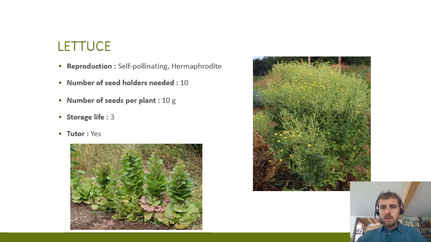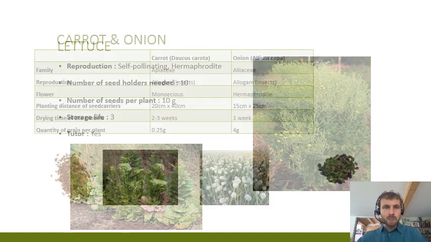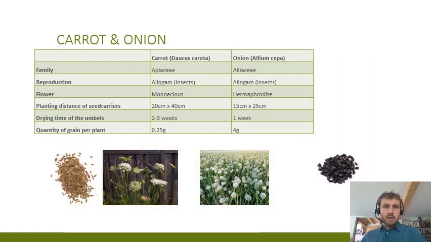Now we'll just look at one specific case, lettuce. It is self-pollinating and hermaphrodite. You need 10 plants to get a good diversity of seed production. You have about 10 grams of seeds per plant. It's in category 3 of storage life, and you don't need a tutor. But it's really an example of how big it can become in comparison to the normal lettuce, which is really a really small crop. And then we have carrot and onion of the Apiaceae and Alliaceae family.